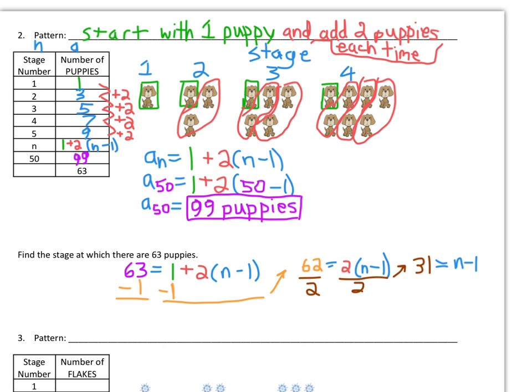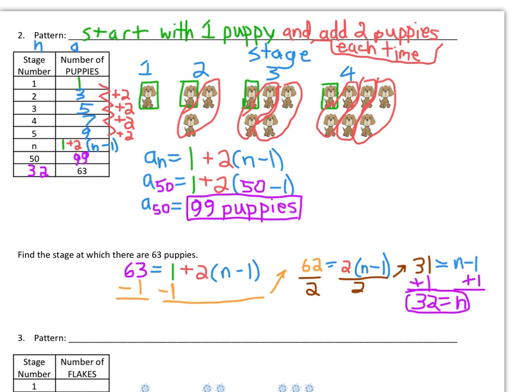And now 31 equals n minus 1. So what number minus 1 is 31? Again, to undo the minus 1, what should I do? We're going to add 1 to both sides. And we get that we should have 63 puppies at stage 32.